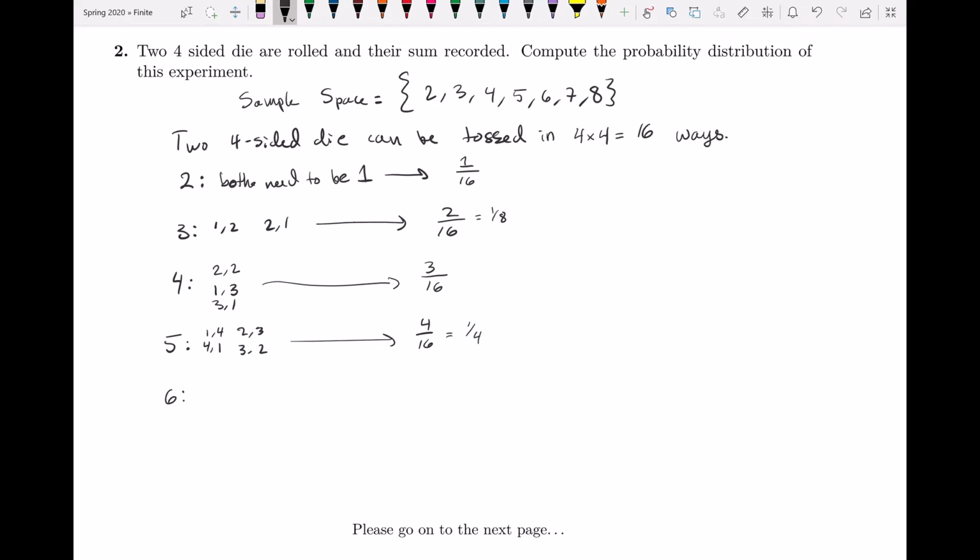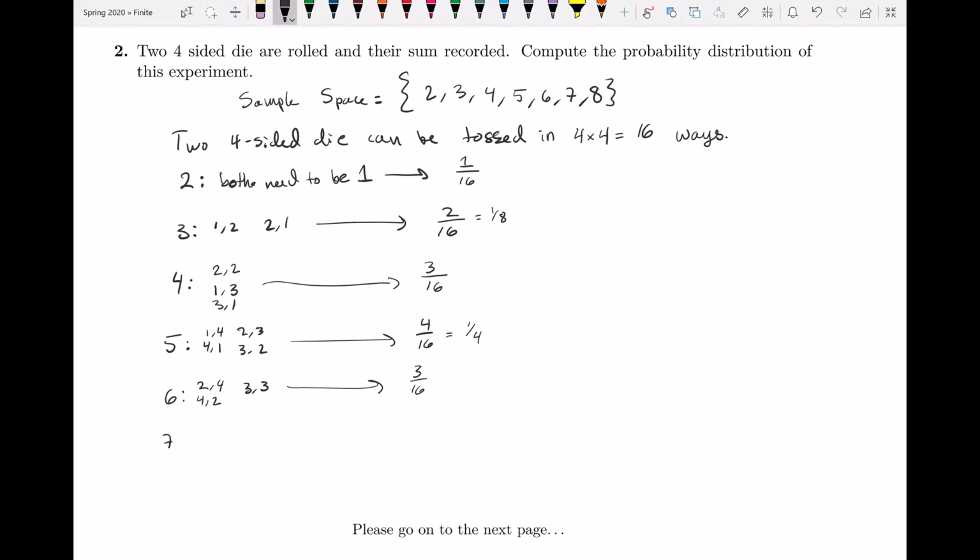6. Well, we can't have 1 and 5 since these are 4-sided die, but we can have 2 and 4, and thus also 4 and 2. We can have 3 and 3, and that's it. Those are all the ways. So this is again 3 out of 16, and there's no simplification there.